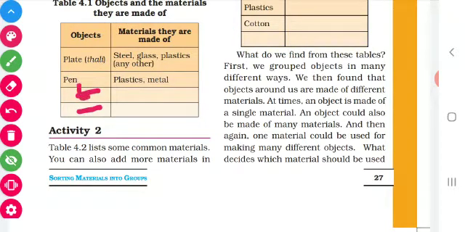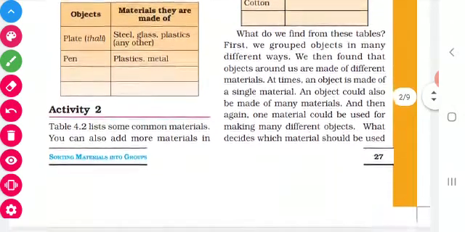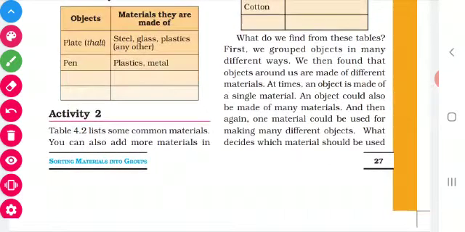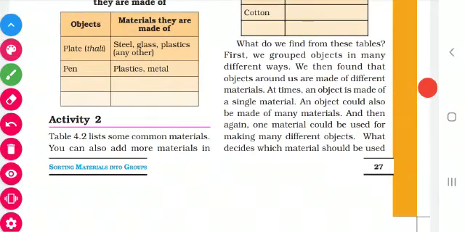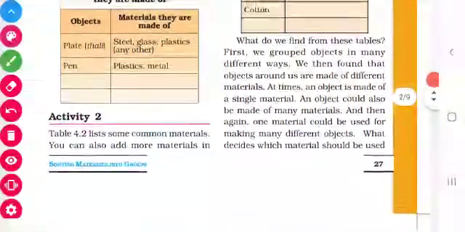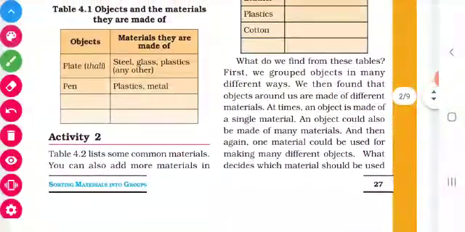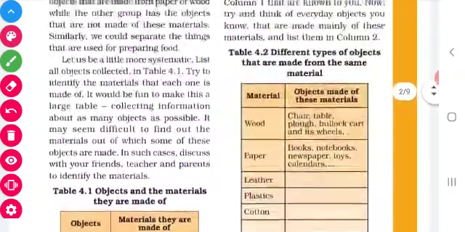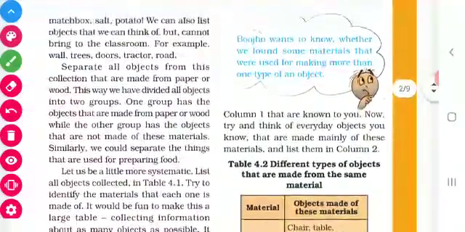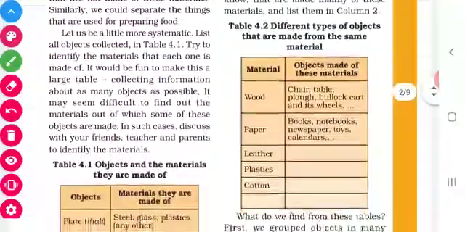You can write tumbler, or a bucket, or any object here, and you want to know what they are made of. For example, if you have taken a bucket, a bucket is made from plastics, and it is made from metal also. Like that you have to write any two objects and mention what they are made of.